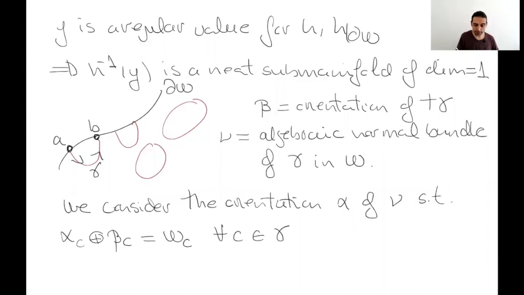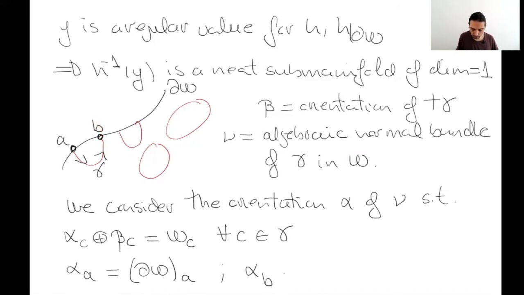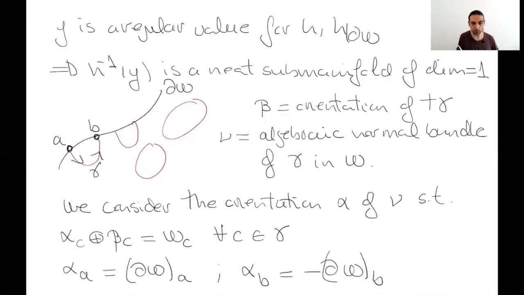What we can see is that here the orientation beta is pointing to the interior of W, and so as a consequence alpha A is equal to the orientation partial omega at the point A, and that here the orientation beta is an orientation that points toward the exterior, and so as a consequence alpha of B is going to be minus partial omega at the point B. So we have alpha A equal to partial omega at A, and alpha B equal to minus partial omega at B.